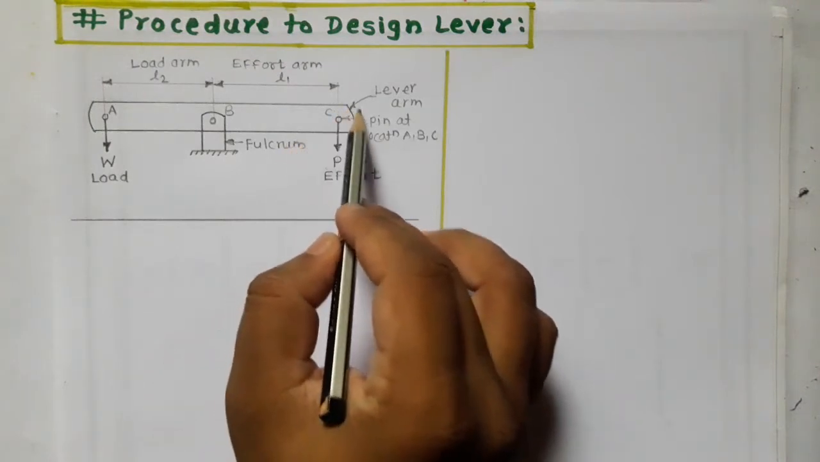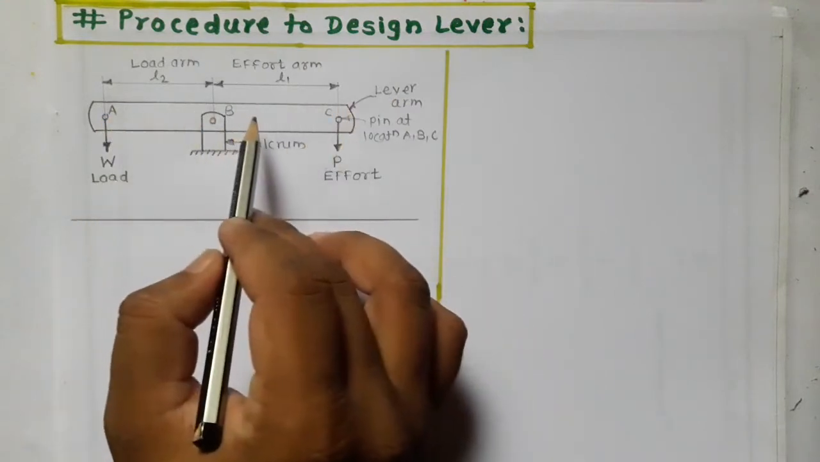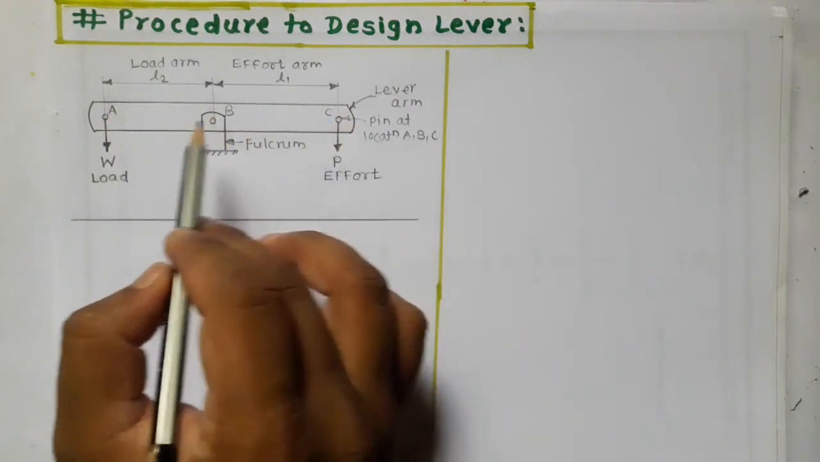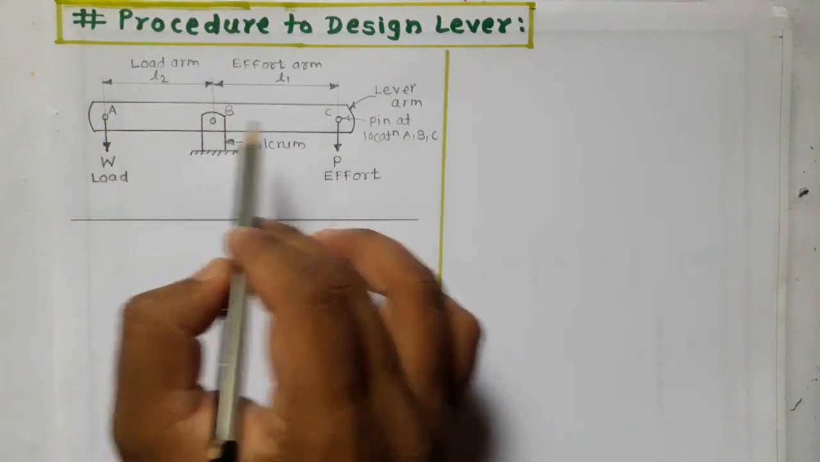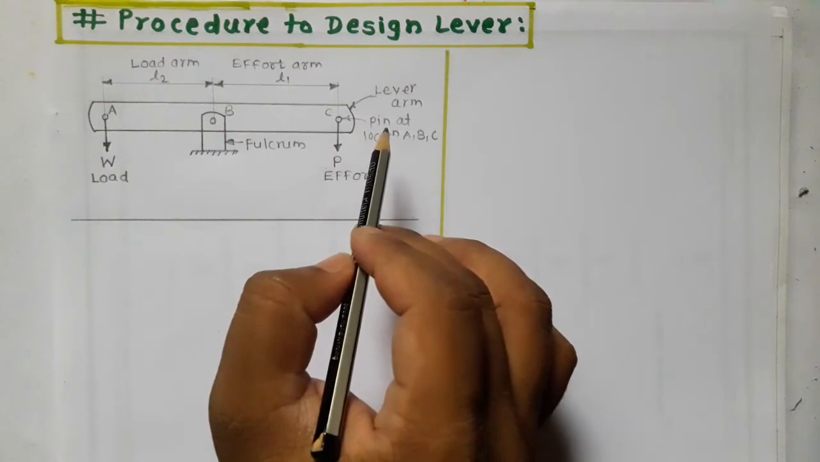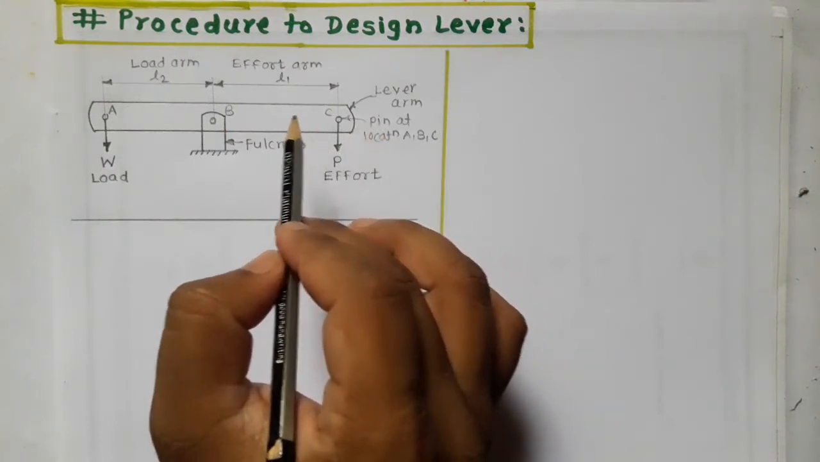So first is this lever arm. This lever arm may have the rectangular cross section or elliptical cross section. And the second part is the pins present at location A, B and C. So these pins are required to have the relative motion between support and this lever arm.